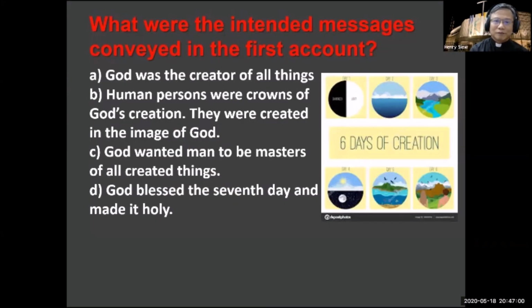Then what is important? What were the intended messages the redactor, the final compiler of the book of Genesis, wanted to convey to the readers in the first account? God was the creator of all things. And among those created things, the human persons were the crowns of God's creations, because they were created in the image and likeness of God. And God wanted men to be masters of all creations. And God blessed the seventh day and made it holy. So that was the intended message. If the readers accept this, the author has fulfilled his intention of writing the book of Genesis. Not whether God actually created the universe in 6 days or not. That was not important.